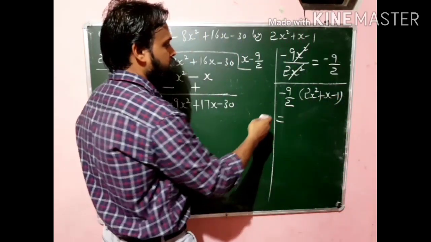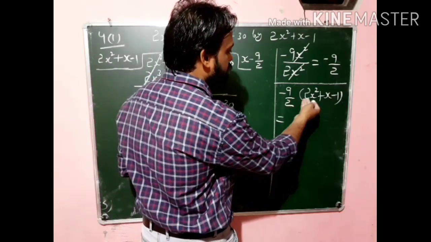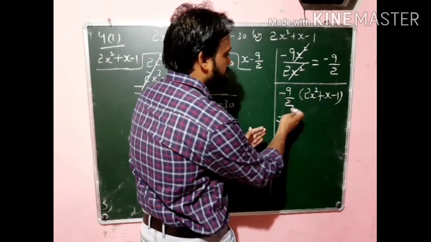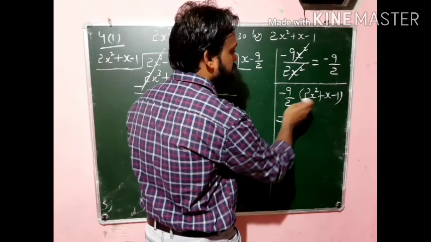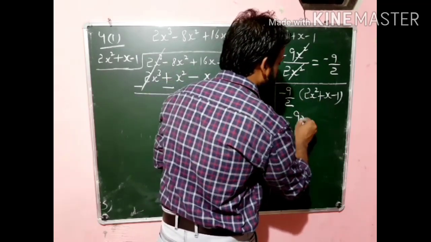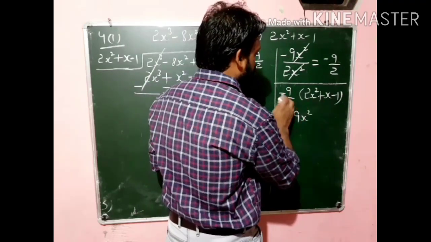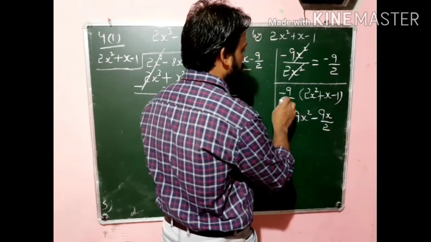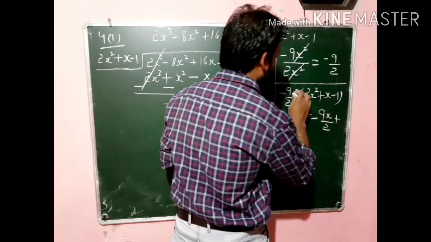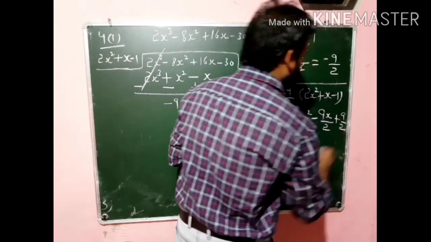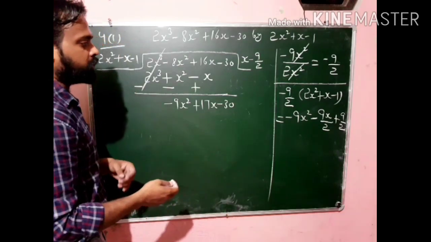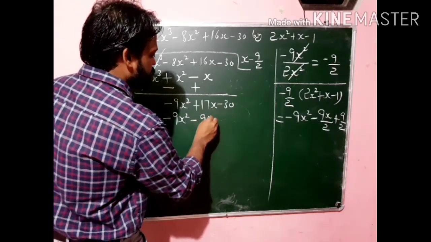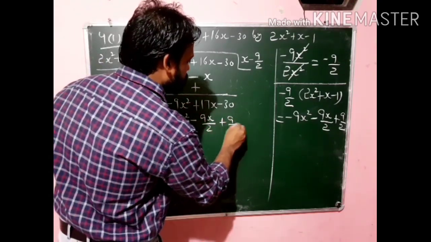Okay, now solve this one. First of all, when you multiply this minus 9 by 2 with 2x square, again this is a term in a fraction, so multiply carefully. When you are multiplying minus 9 by 2 with this 2x square, of course this 2 and this 2 will be cancelled out with each other, so it will become minus 9x square. And in the next step, plus minus is minus 9 multiplied with x, it will become 9x, and over 2 remains as it is. And in the next step, minus is plus, 9 by 2 is multiplied with 1, so it will become 9 by 2. So like this you have to solve. And now write down here, it will become minus 9x square minus 9x over 2 plus 9 by 2.